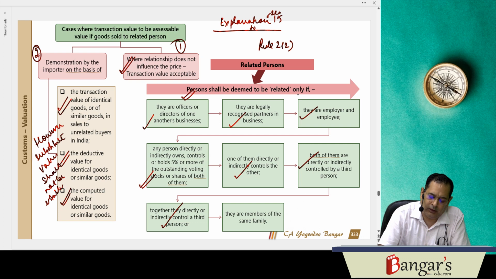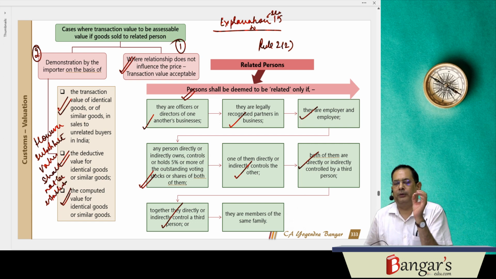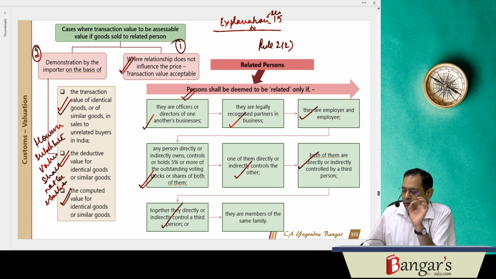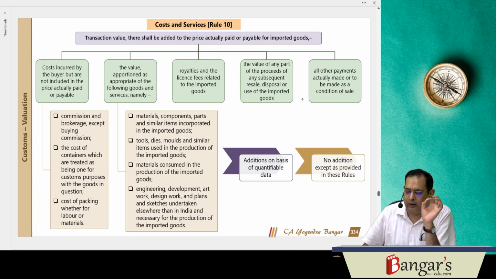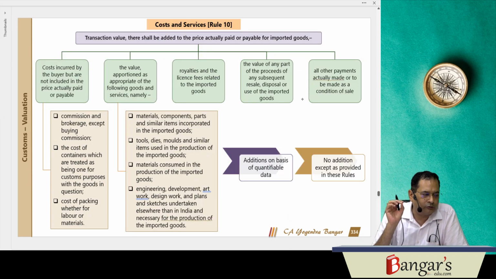Now basically the value of the goods will be the transaction value, and it is adjusted in accordance with the provisions of costs and services of Rule 10. What is very, very important is that we have to adjust the transaction value in accordance with the costs and services of Rule 10.